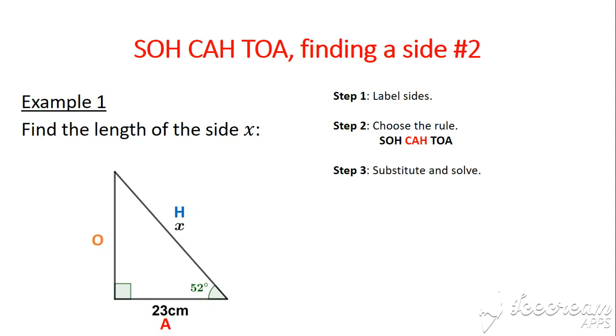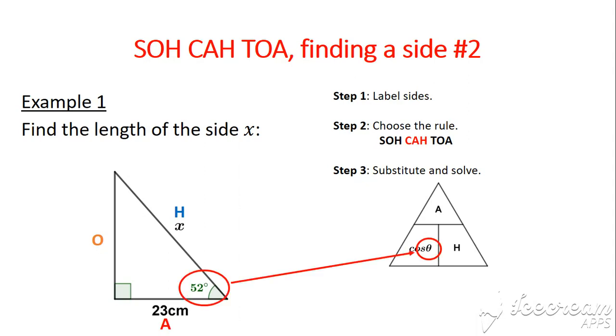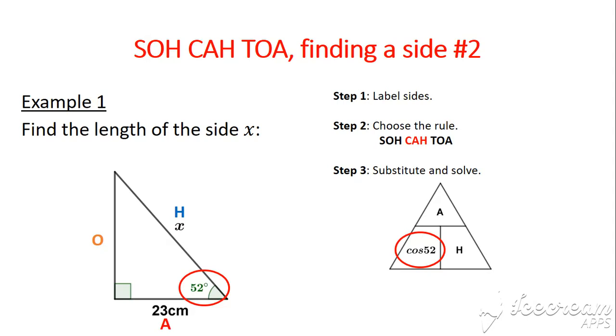So we're ready for step 3, substitute and solve. So let's draw the CAH triangle, C at the bottom, A at the top, H at the bottom right. Remember, C represents cosine of the angle theta. Now theta is 52 degrees, the angle's 52, so let's replace that with cosine of 52. The adjacent, well, we know that's 23 centimeters, so let's replace this with 23. And the hypotenuse is the side we're trying to figure out, which we're going to replace with x.